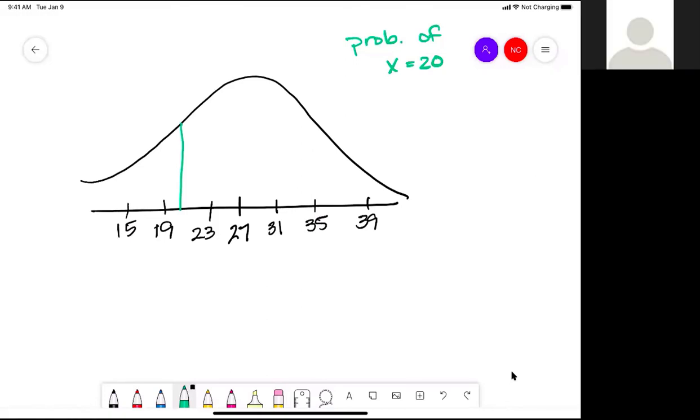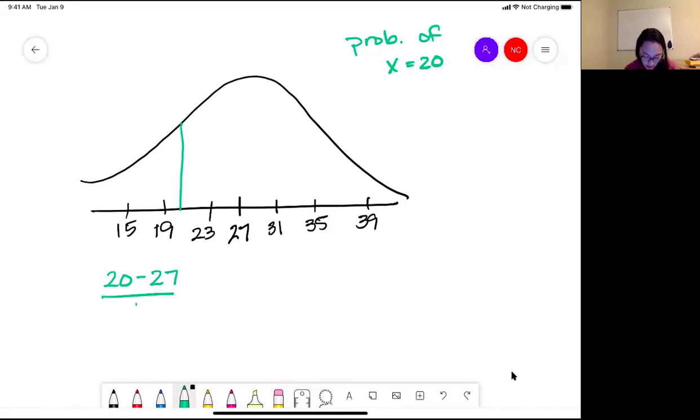X minus the mean, divided by the standard deviation. Exactly. So we would do 20 minus 27, divided by 4. We should get a negative value, which would be expected, and I actually get negative 1.75. This is now our z-score. In terms of standard deviations, we're minus 1.75 standard deviations from the mean.